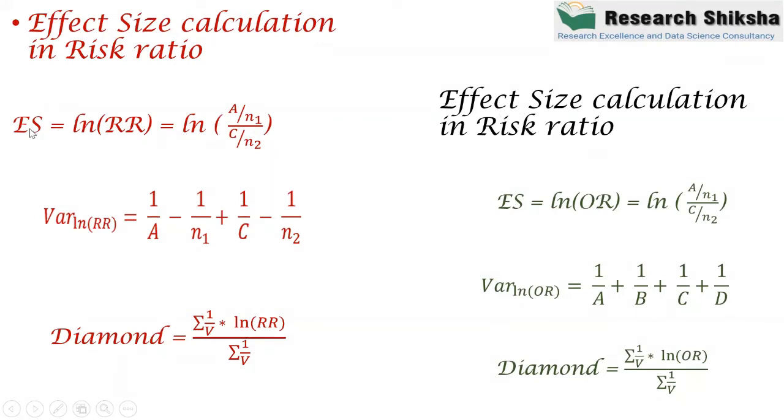So first of all, you can see that the effect size is nothing but the log of the risk ratio, and we calculate the variance, and on the basis of the variance we calculate the weight, which is actually 1 upon variance, and on the basis of this formula we can calculate the value of the diamond. So only 3 formulas are involved in the calculation of the effect size. The effect size is calculated by this formula. I hope you understand what is A upon N1, what is C upon N2, and then you calculate the variance. From the variance you calculate the weight, and from the weight you can calculate the diamond.